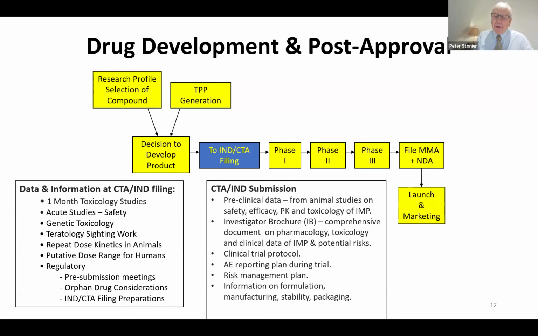And then for the actual submission itself, which you see in this extra box on the right, we have the data that's been accumulated so far, which can be submitted for the application for clinical trial permission or an indication for a new drug submission. So preclinical data, the investigator brochure, clinical trial protocol, the risk management plan, and information on formulation and manufacturing. All of this is the accumulation of data to date, to this part of the process.